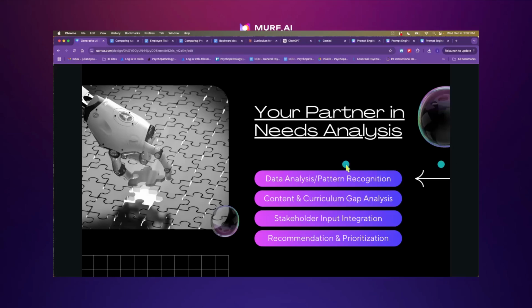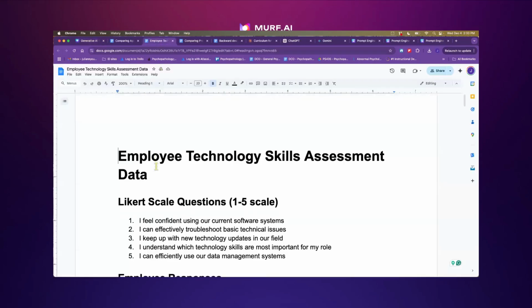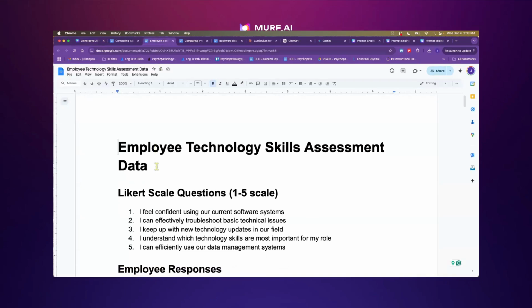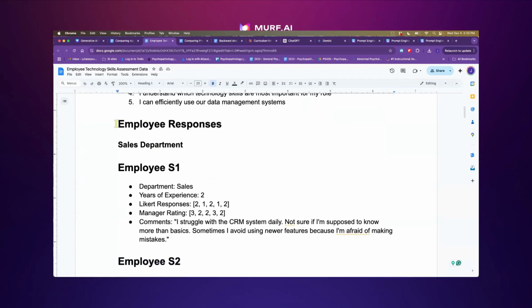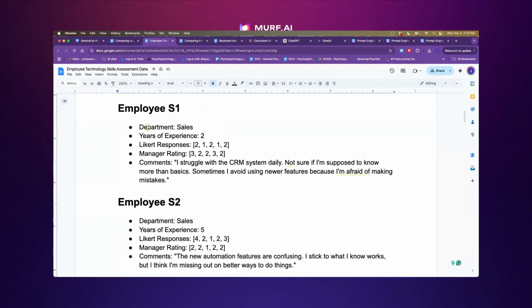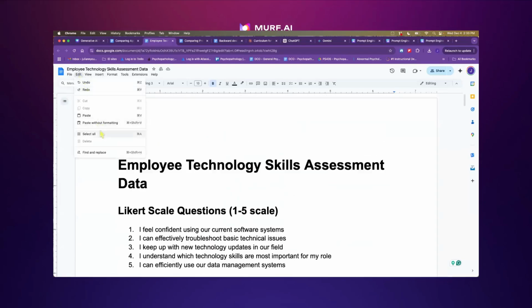We're going to work through an example together. This is just some raw employee technology skills assessment data. There are Likert scales, so I'm going to be able to feed in the employee responses in the sales department, how they answered those questions, and then comments.